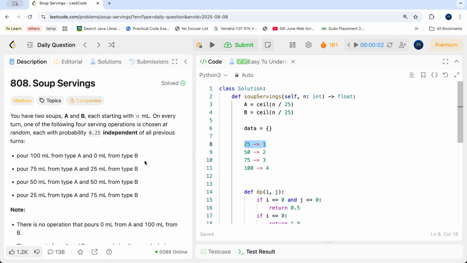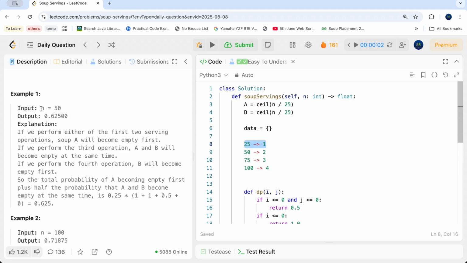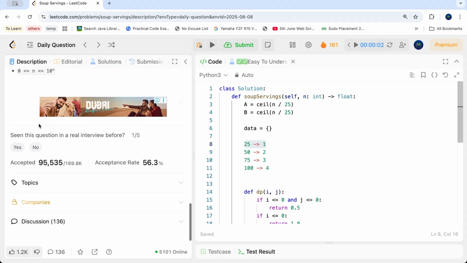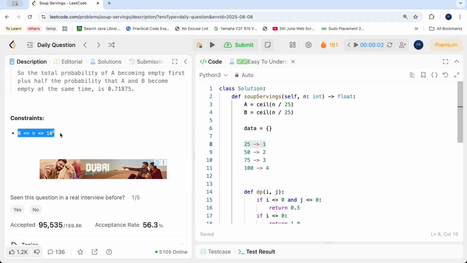This way, we can actually reduce the size of our input. If it is equal to 50, we can assume that the total units are 2. A is equal to 2 and B is equal to 2. This way, the size of our input will be reduced. We have an input size given as n, which can be as large as 10 to the power 9, but we are reducing it by 25 times.